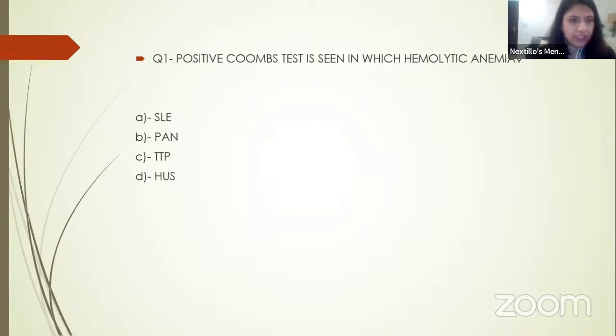Okay, so I can't see the answers yet, but the answer here is that a positive Coombs test will be seen in SLE, because SLE is an autoimmune condition which leads to hemolysis. And so over here, the antibodies and the complement will be found on the surface of the RBCs and hence will give a positive direct Coombs test.